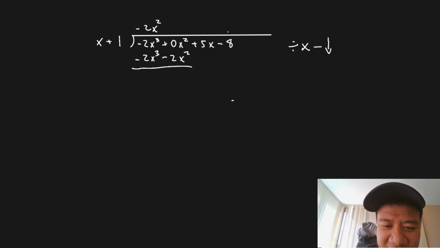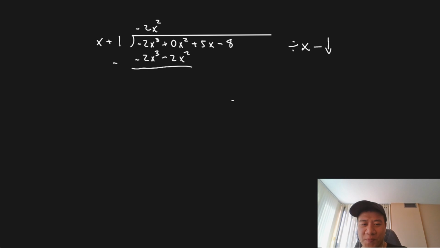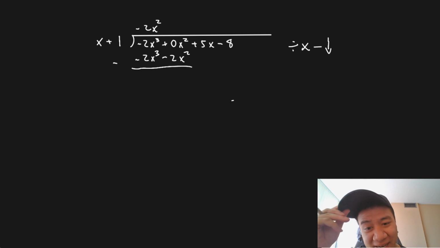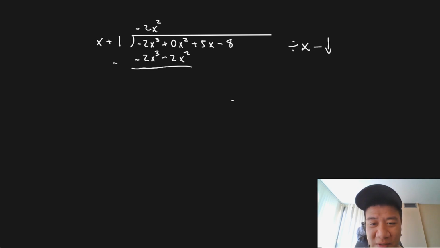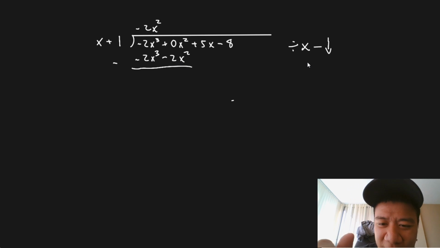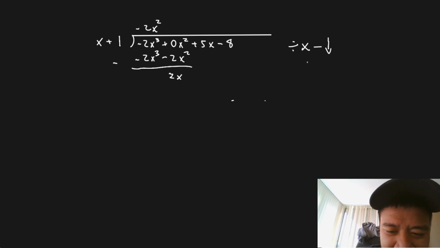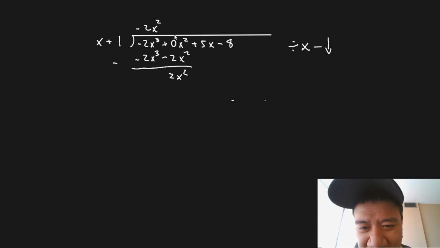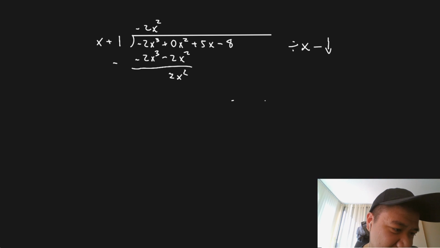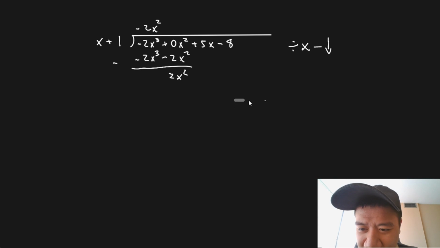Alright, next thing we do is subtract. So negative 2x cubed minus negative 2x cubed is the same thing as negative 2x cubed plus 2x cubed, so that gets a 0. We don't need to put anything here. And then we have 0x squared minus negative 2x squared, so that gives us positive 2x squared. So notice nothing really changes even though it's 0. 0 is just a number, just like any other number. So you just perform our process the exact same way. Okay, so let's finish this.